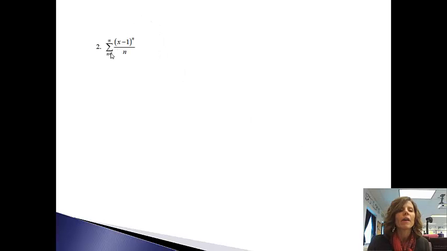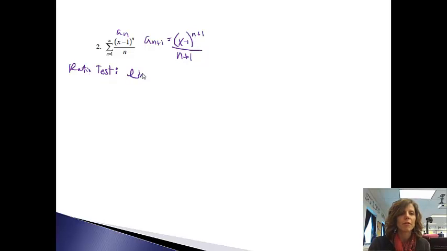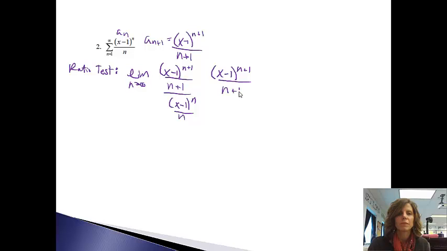If I have the sum from n equals 1 to infinity of (x minus 1) to the n over n, again, the first thing that we're going to do, this would be my a sub n. A sub n plus 1 would equal (x minus 1) to the n plus 1 over n plus 1. And so I'm going to say that we'll be using the ratio test. So we'll be finding the limit as n approaches infinity of a sub n plus 1 over a sub n. And that's going to lead me to multiply by the reciprocal. And then I will get n over x minus 1.